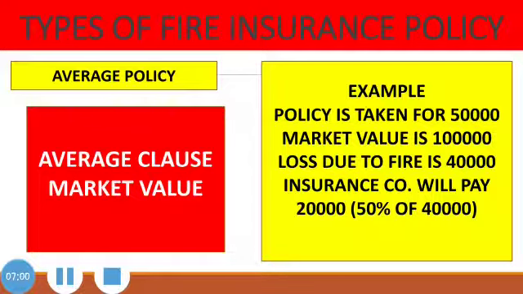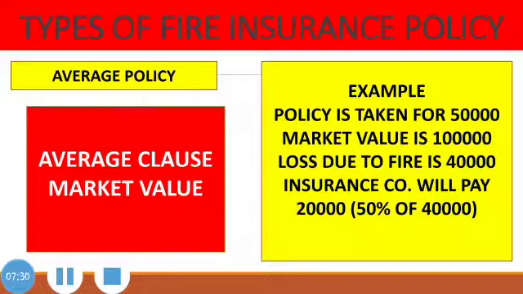Market value is 1 lakh and policy is taken for 50,000. The loss incurred due to fire is rupees 40,000. Here in this case, the insurance company will pay 20,000 rupees to the insured. 20,000, which is 50% of 40,000.